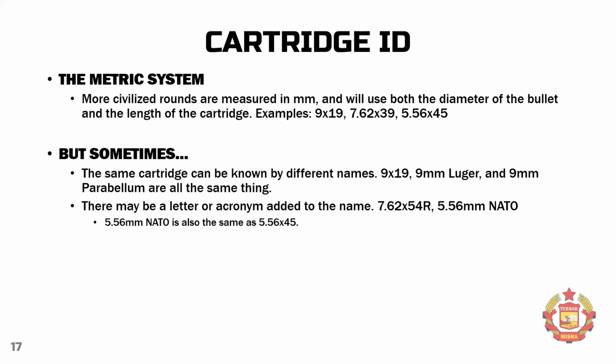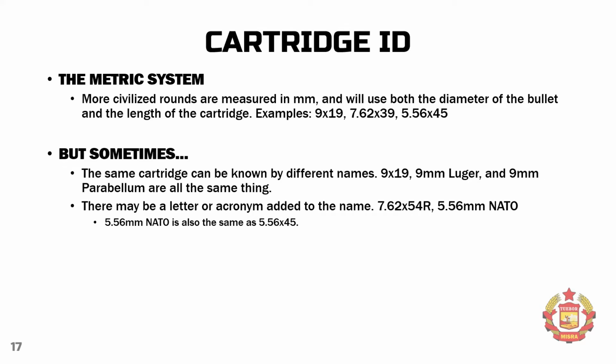Next, we have the metric system. More civilized rounds are measured in millimeters. I personally like this measurement system because it gives you both the diameter and the length. So you have less of a chance to mix up cartridges. For example, we have 9 by 19, 7.62 by 39, 5.56 by 45.